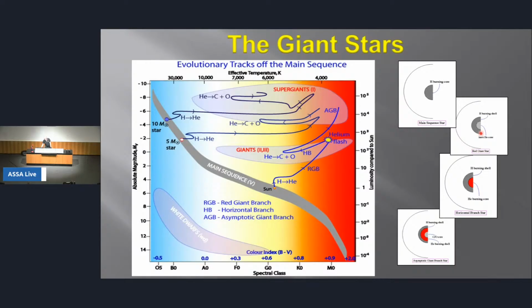Now this pumps a lot of energy into the overlaying layers of the star, and then it expands because of the extra energy being pumped in. The outer layers expand, and this is what creates a giant star. And as it expands, it cools off as well. The outer layers cool off.